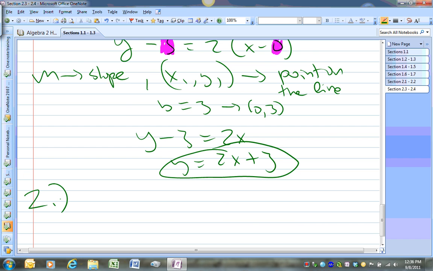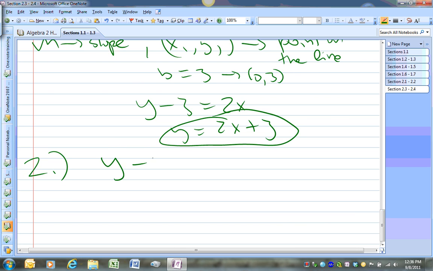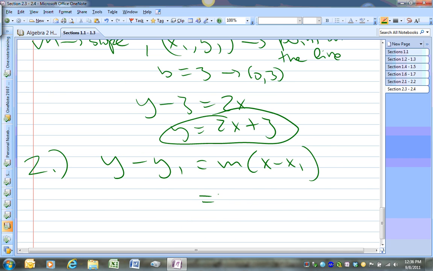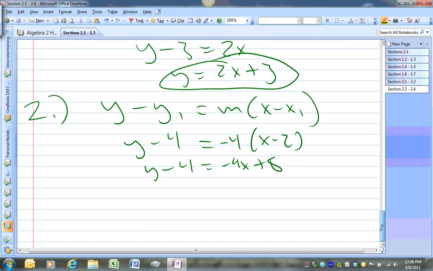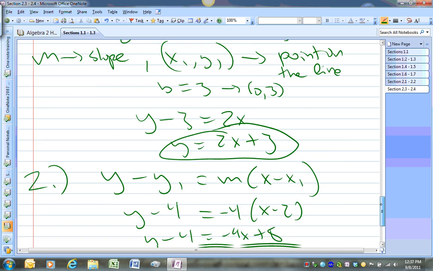Number 2. Okay, slope is -4 and passes through 2, 4. So more of the same thing. Slope's negative 4, passes through 2, 4. y minus 4 equals negative 4 times x minus 2, so negative 4x plus 8, then y equals negative 4x plus 12. Remember, I put in 2 and 4 for x1 and y1. So that's how number 2 is done.